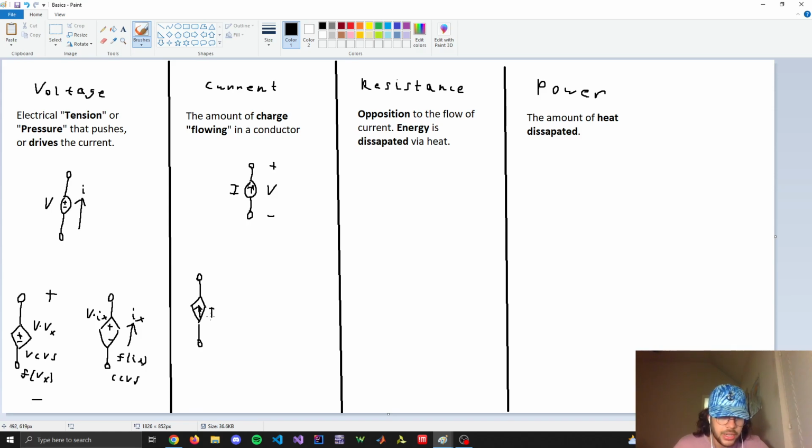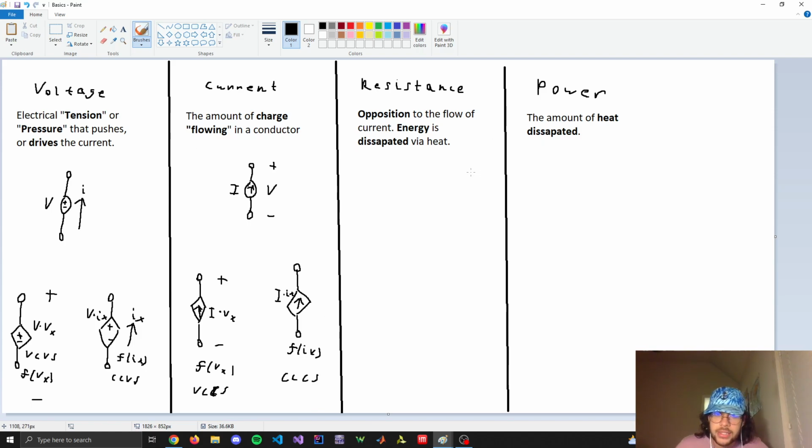I'll start with the voltage controlled current source, which is a function of Vx. The current changes depending on the voltage across it, which is Vx. So this is a voltage controlled current source. And then the other kind would be a current controlled current source, which means the current flowing through this current source changes how much current is flowing in the source. So for this one, it's a function of Ix, and it's a current controlled current source.